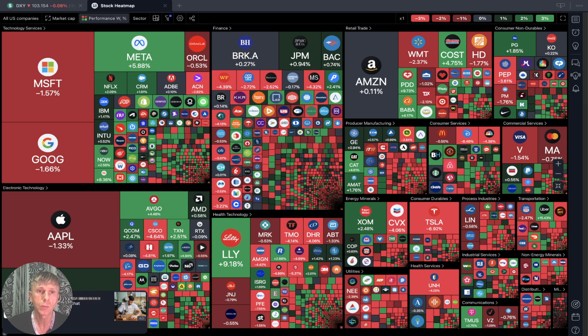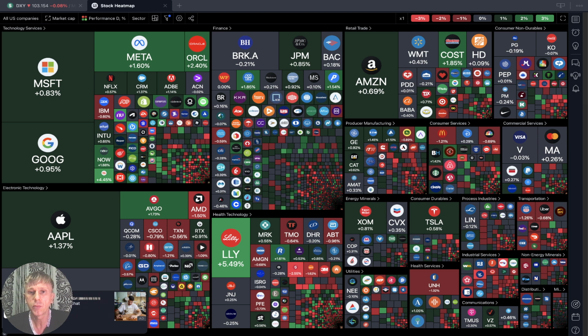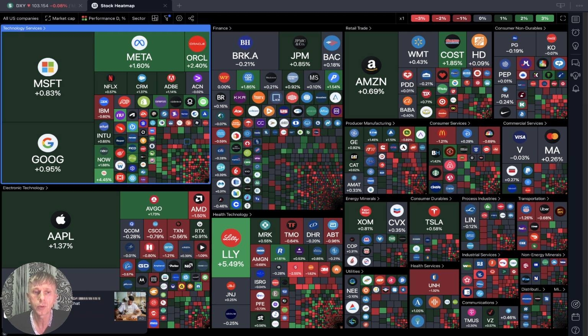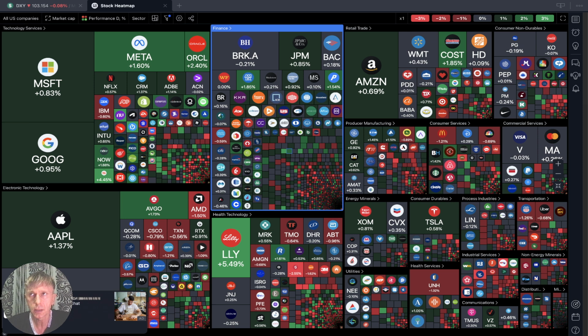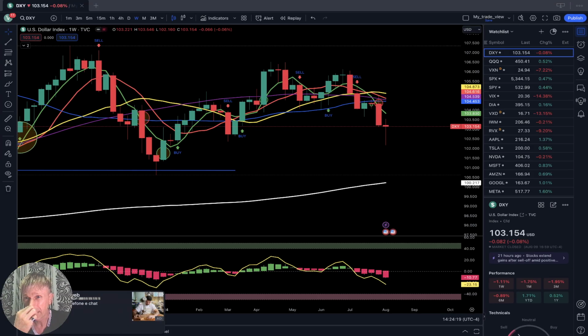Weekly, it's a lot of red. Let's move to daily also to see what's going on. On daily, kind of mixed mode, it looks like, but the most important is weekly. Daily is dynamic, weekly is dynamic too. Let's move to my watch list and we will do technical analysis review.